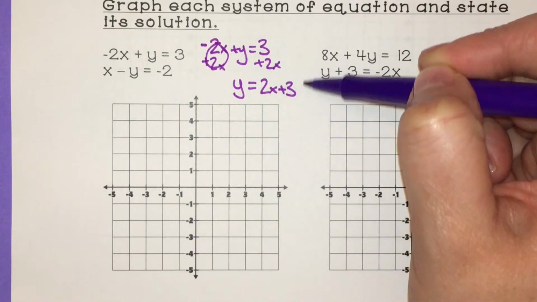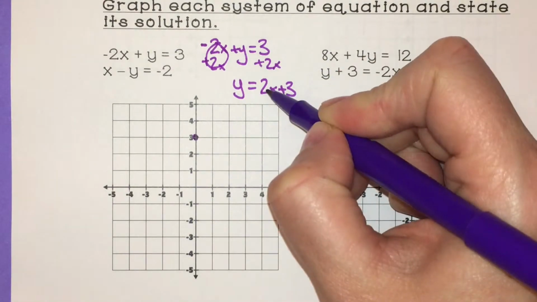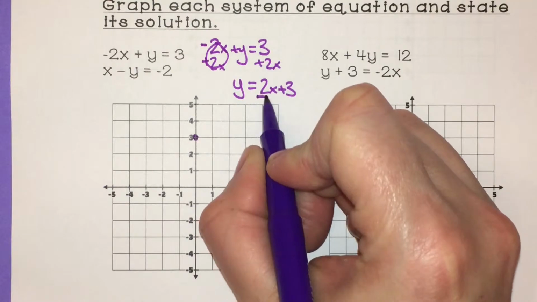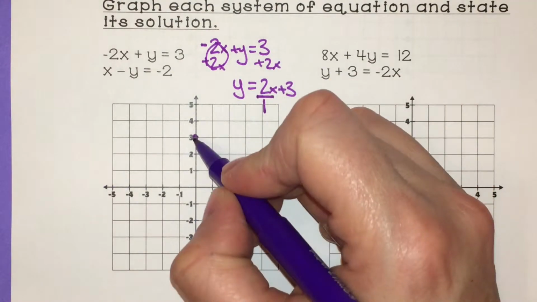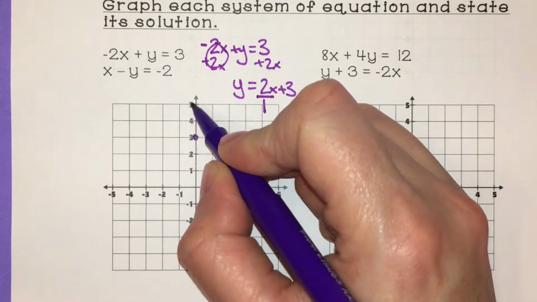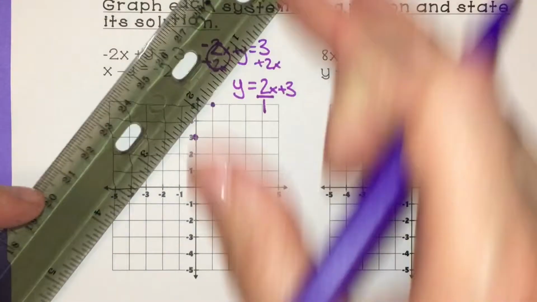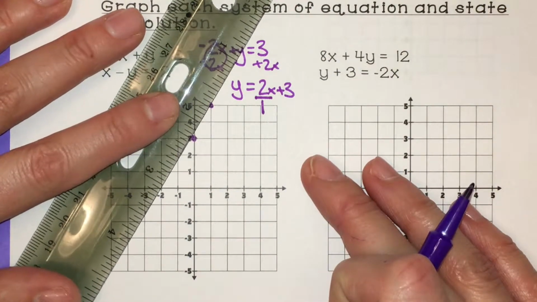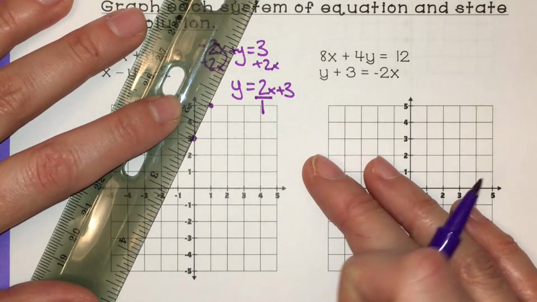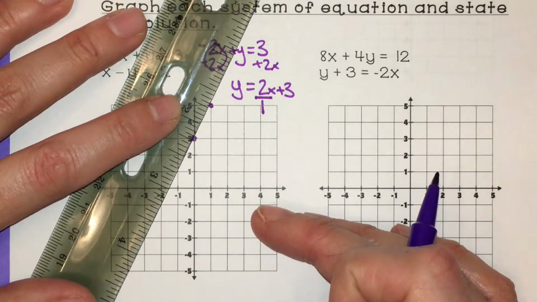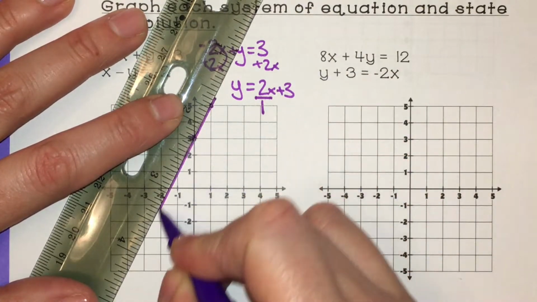So I'm going to start with the y-intercept. It goes through the y-axis at positive 3. The slope is positive 2. I'm going to make it into a fraction, so it's 2 over 1. So from my y-intercept, I'm going to rise 2, run 1. Then I'm just going to connect those. Make sure you get your line nice and straight, so that we can identify where these two graphs actually intersect.